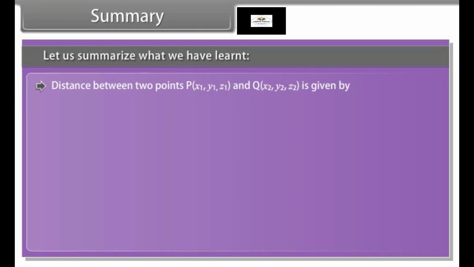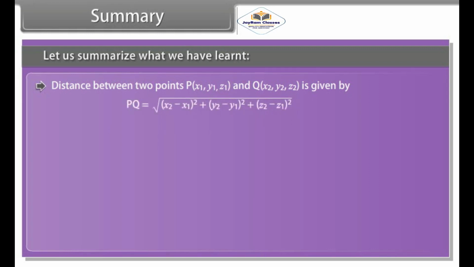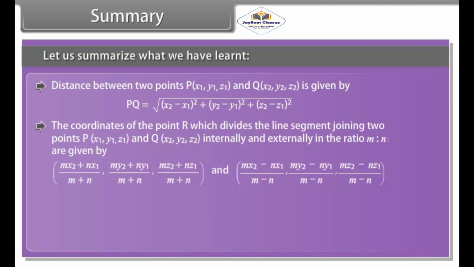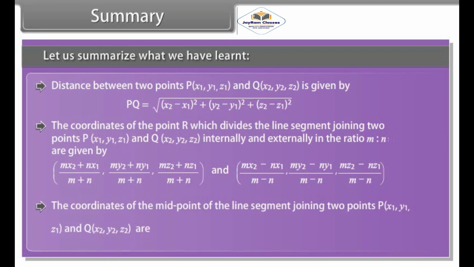Distance between two points P(x1, y1, z1) and Q(x2, y2, z2) is given by the distance formula. The coordinates of the point which divides the line segment joining two points P(x1, y1, z1) and Q(x2, y2, z2) internally and externally in the ratio m:n are given by the section formulas, and the coordinates of the midpoint of the line segment joining the two points P(x1, y1, z1) and Q(x2, y2, z2) are given by the midpoint formula.